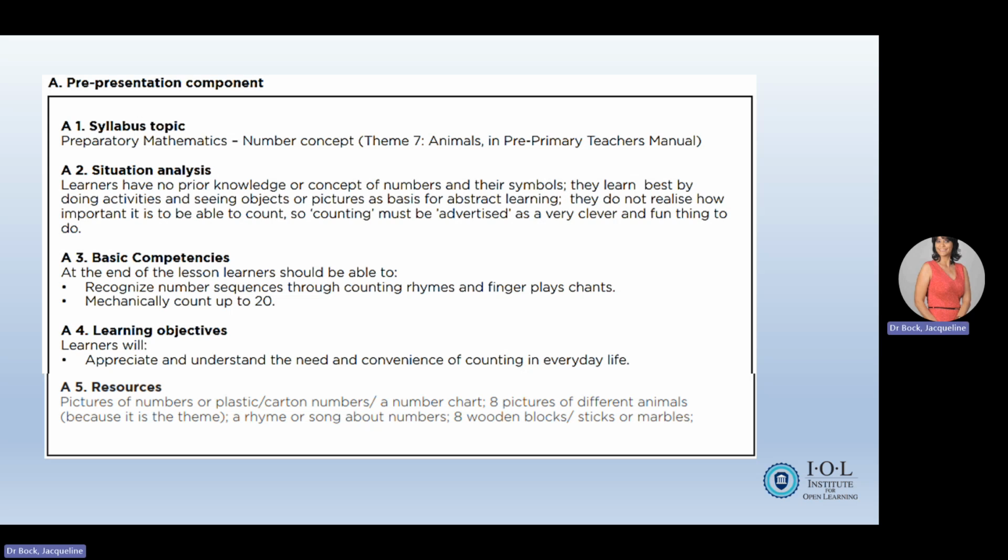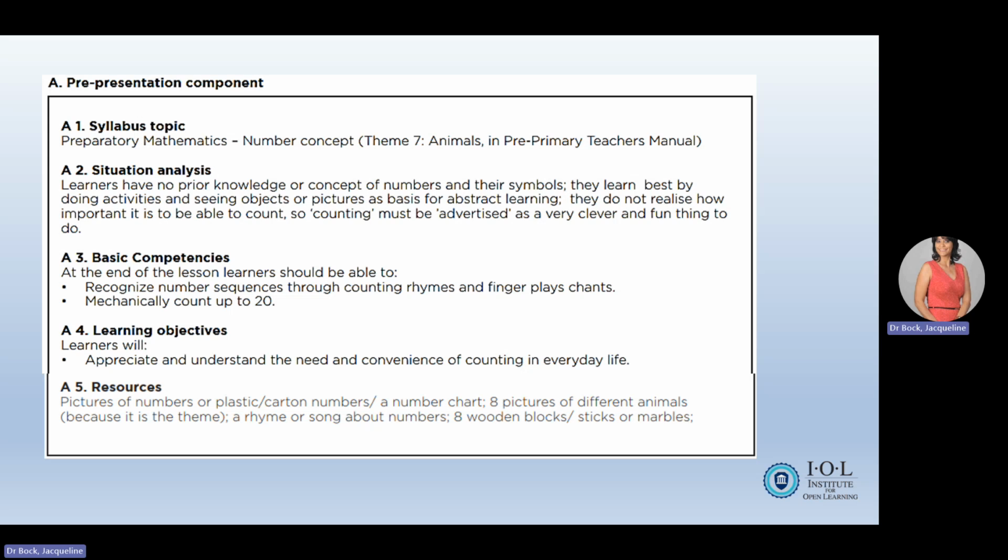Next page is the pre-preparation component. This is an example. We want you to look at the syllabus topic. Where do you get it from? From your curriculum, your syllabus, which can be downloaded from the NEAT website, or you can make photocopies from what your support teacher offers you in their scheme of work. They do have a file where they keep a copy of the syllabus. You need to always have access to the syllabus so that you use it to do your preparation.